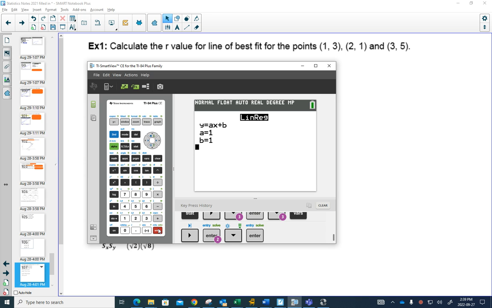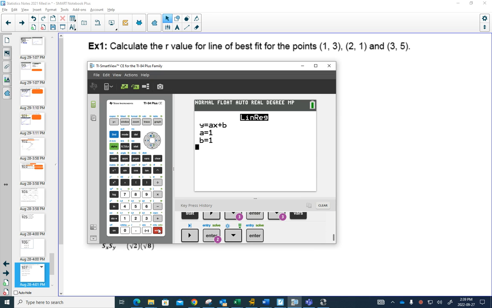Does anybody's calculator already give them the R values? Yours does. Okay, good. So we're going to want to have our calculators tell us our R values as well. To do that, we're going to have to turn our diagnostics on.